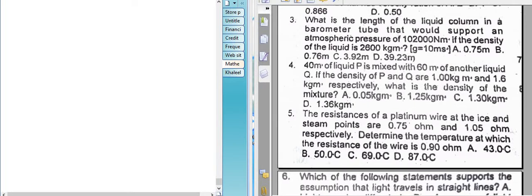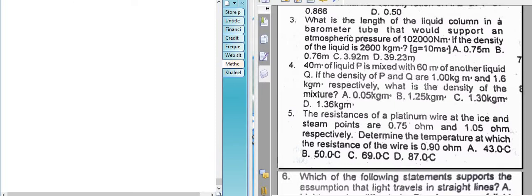Question 4. 40 meter cube of liquid P is mixed with 60 meter cube of another liquid Q. If the densities of P and Q are 1 kilogram per meter cube and 1.6 kilogram per meter cube respectively, what is the density of the mixture? Option A, 0.05 kilogram per meter cube. B, 1.25 kilogram per meter cube. C, 1.3 kilogram per meter cube. D, 1.36 kilogram per meter cube.